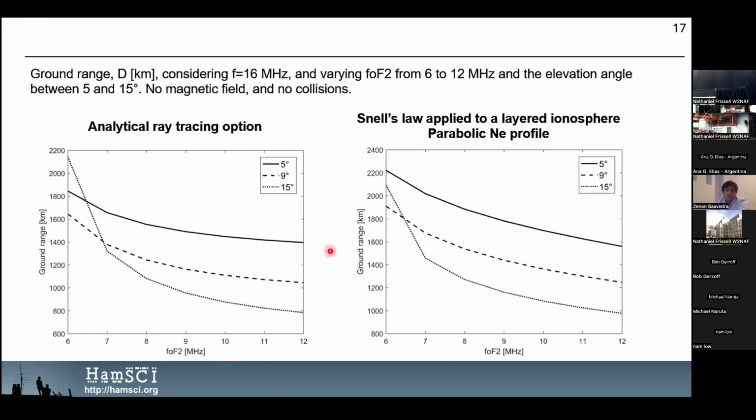In this picture, a clear, strong variation can be noticed, not between the options, because they are very similar, the two options with both ray tracing options, but with the variation of the parameter f0F2, it's very strong. We can see how the ground range depends on this parameter.